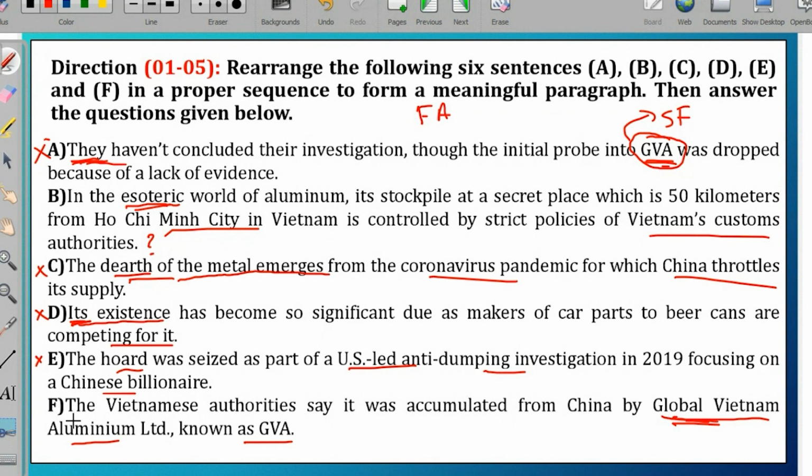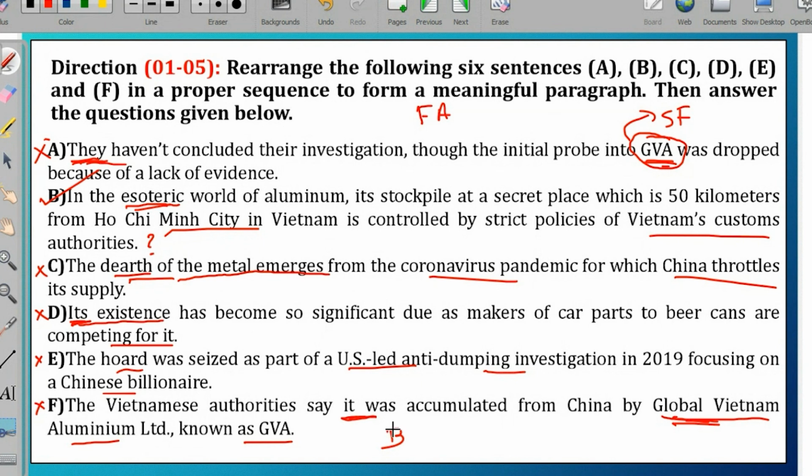And if the Vietnamese authorities say it was accumulated, it मतलब क्या? No idea. F भी हट गया, तो आपका क्या बनेगा? First statement. First statement will be B. अब देखिए, फर्स्ट स्टेटमेंट इज बी बिकॉज बाकी सब तो हमने एलिमिनेट किए, बचा क्या? सिर्फ बी बचा, तो बी विल बी योर फर्स्ट स्टेटमेंट. Now let's see what will be your next.